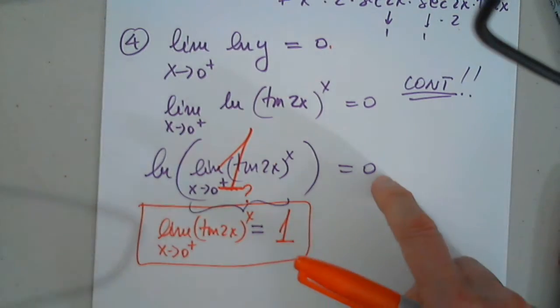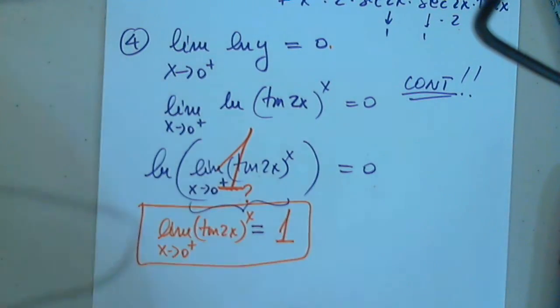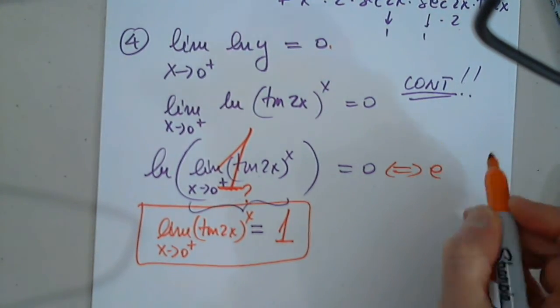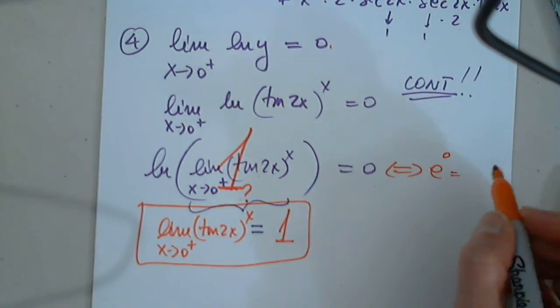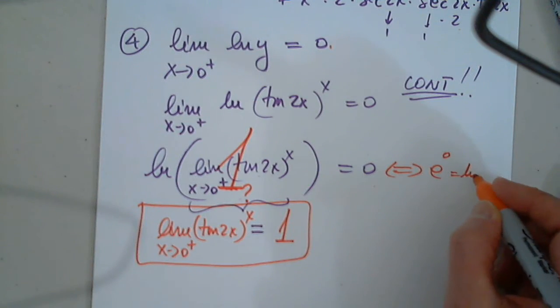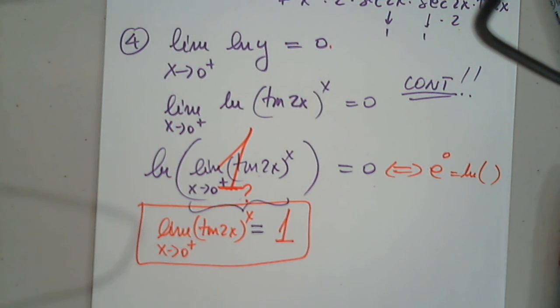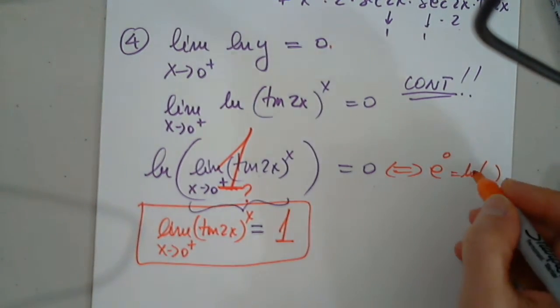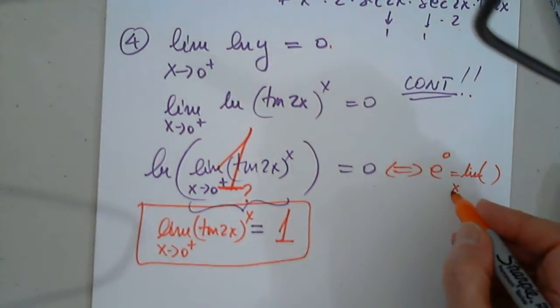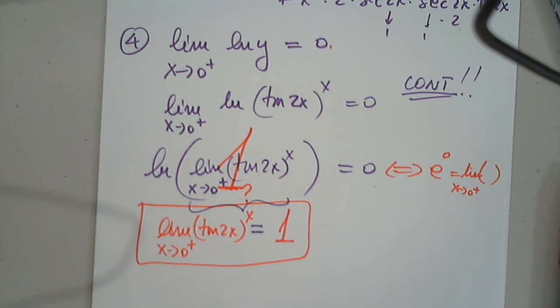Or e to 0 equals this. Same thing. Whichever you prefer. E to 0 equals a natural log. But e to 0 is 1. So, not natural log, limit, sorry. The limit as x approaches 0 from the right. So that's why the limit is 1.